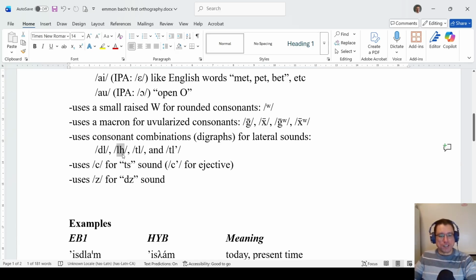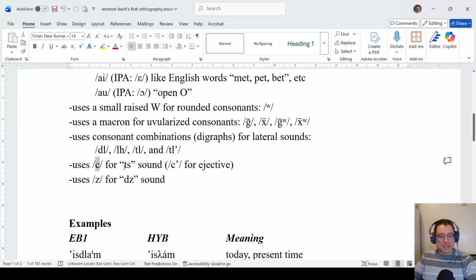He uses LH for the voiceless lateral sound. He uses TL for a t-l sound. And he uses a TL followed by an apostrophe for an ejective t-l sound. So this is tl, this is the voiceless one, and this is the ejective one.